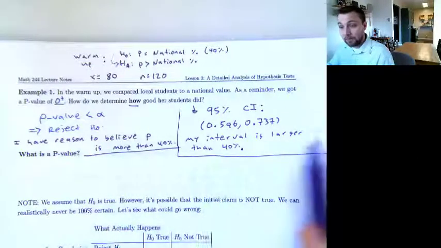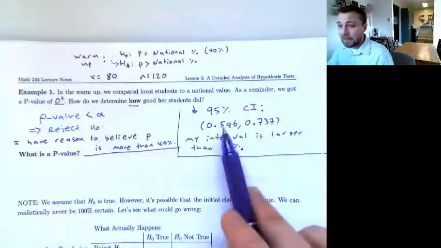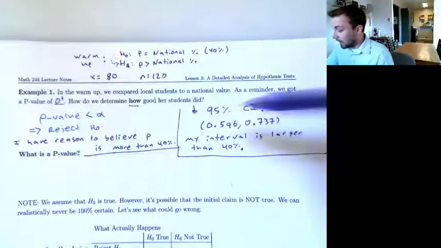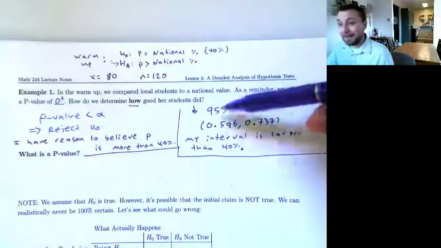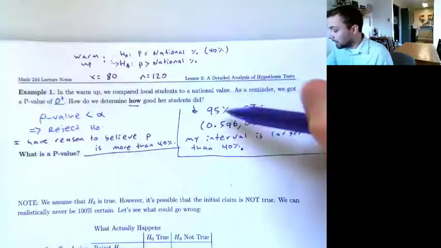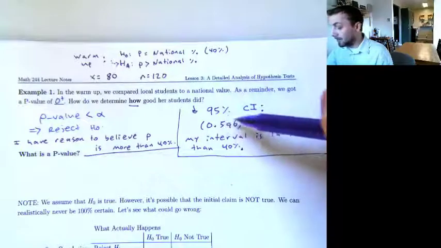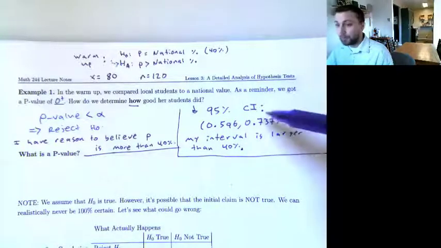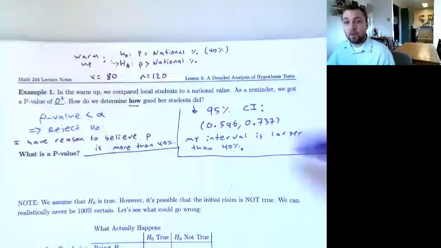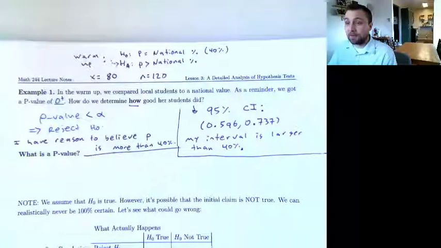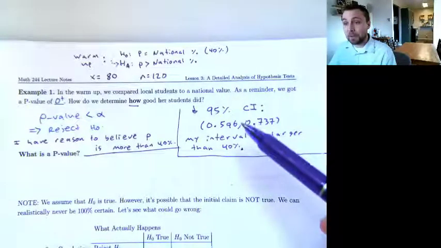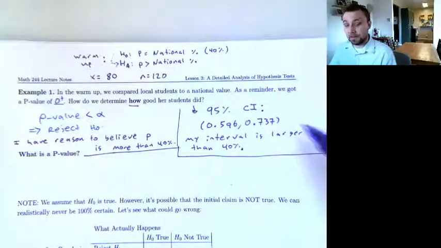What's the big win for this instead? Instead of just saying that I think it's more than 40%, I have reason to believe I'm 95% confident that it's between 59.6% and 73.7%. So if anyone asks me a follow-up question like, do you think they're 80% successful? I could say, well, I don't think that, but maybe it's somewhere between this and this.